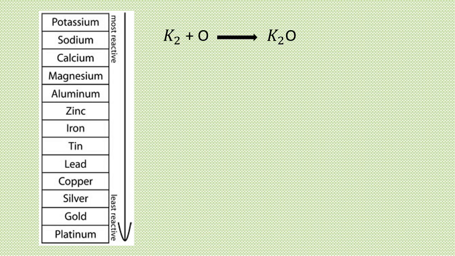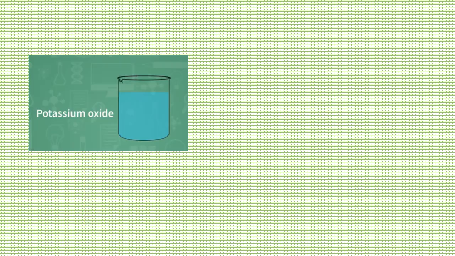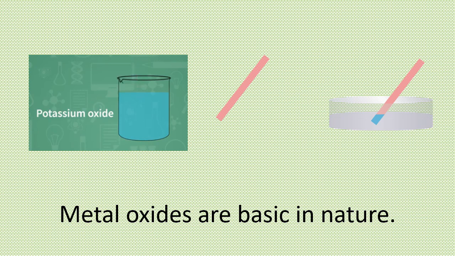See, potassium plus oxygen gives potassium oxide, K plus O2 gives K2O. Magnesium plus oxygen gives magnesium oxide and zinc plus oxygen gives zinc oxide. So similarly, we can write for other metals also. Here, we have taken potassium oxide in a beaker. When we dip red litmus paper in this solution, it turns into blue color, which states that metal oxides are basic in nature.